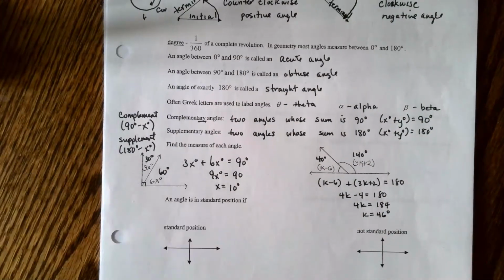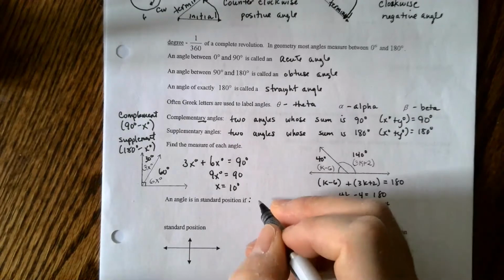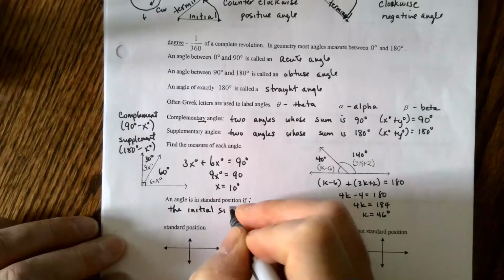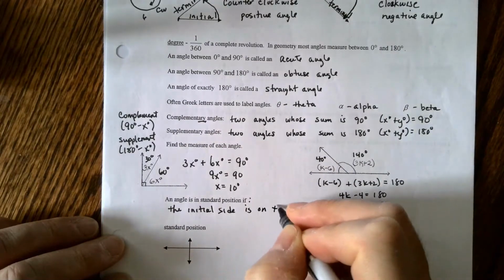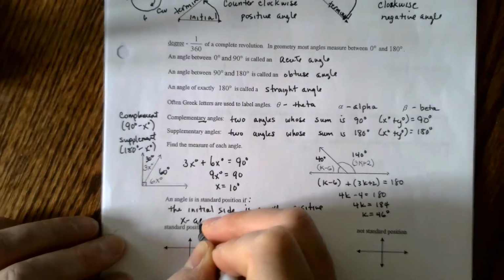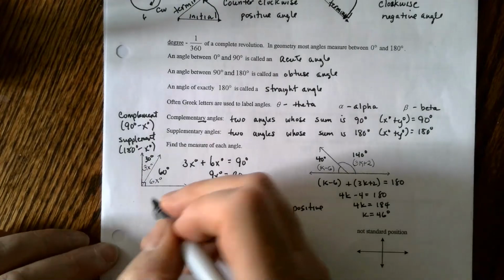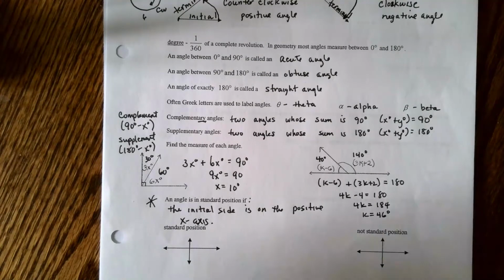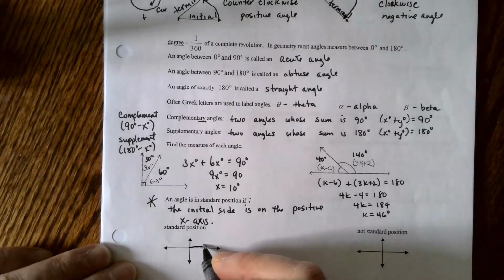Now let's get into what we need to learn. An angle is in standard position, this is very important, if the initial side is on the positive x-axis. Very, very important that you jot that down in your notes. If you get nothing out of this whole worksheet, because the review you should already know, you need to know that an angle is in standard position in trigonometry if the initial side is on the positive x-axis. So we are always going to start our angles on the positive x-axis.